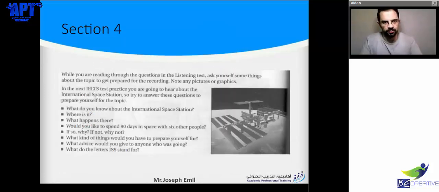Now for section 4, the one that many people have been avoiding. Let's take a look here at the International Space Station, ISS, and this will be the topic of section 4, or our training for today. While reading section 4, try to imagine, of course, there will be a heading. So it's very likely that you will understand what they're talking about, even if you don't have much information about the topic. Let's read. While you are reading through the questions in the listening test, ask yourself some things about the topic to get prepared for the recording.